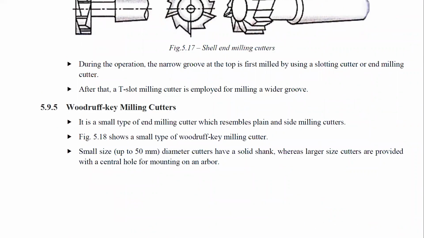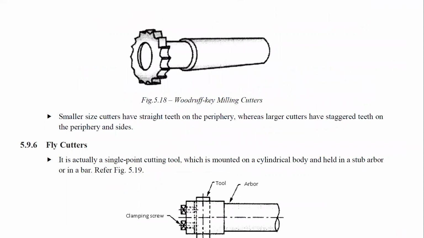Small size cutters up to 50 mm diameter have a solid shank, whereas large size cutters are provided with a center hole for mounting on an arbor. Small size have solid shank, large size are provided with center hole. Smaller size cutters have straight teeth on periphery, whereas larger cutters have staggered teeth on periphery and on sides.